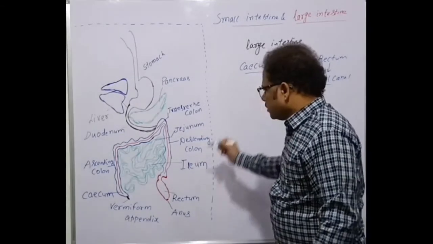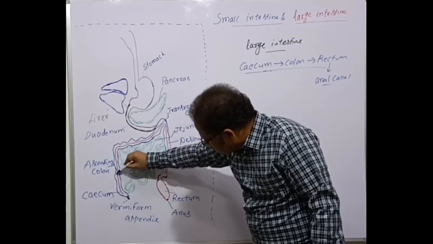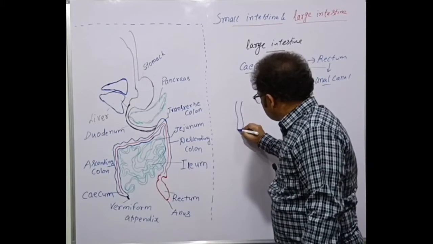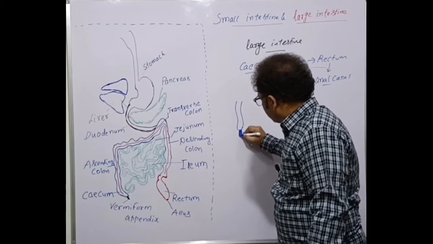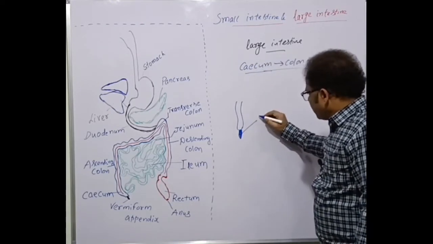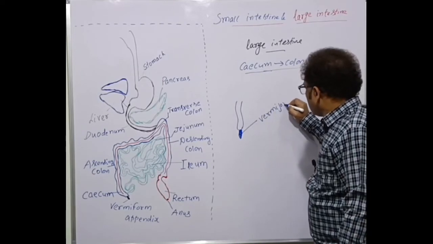Cecum. So the undigested food is present. This is the cecum, but all of you see here. A very small part, the cecum. The cecum contains a very small structure, an extension, an appendage called the vermiform appendix.